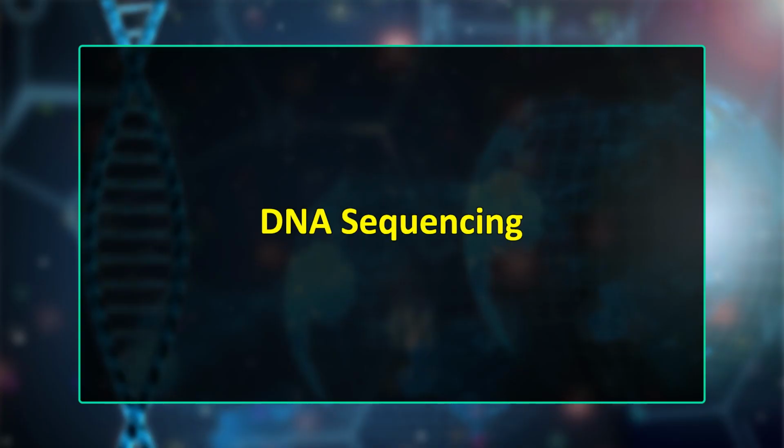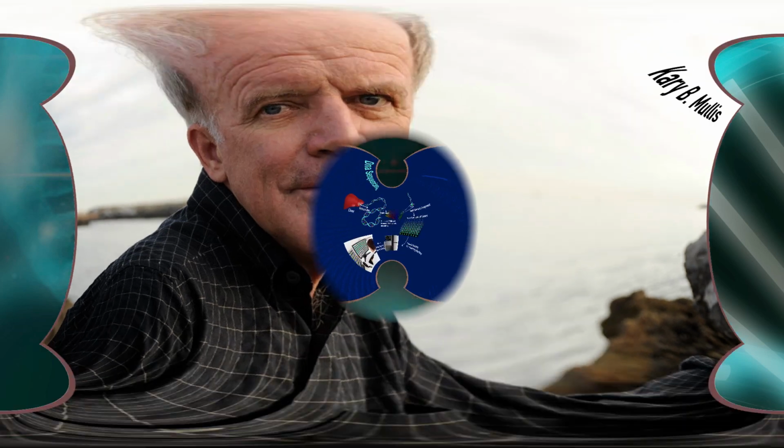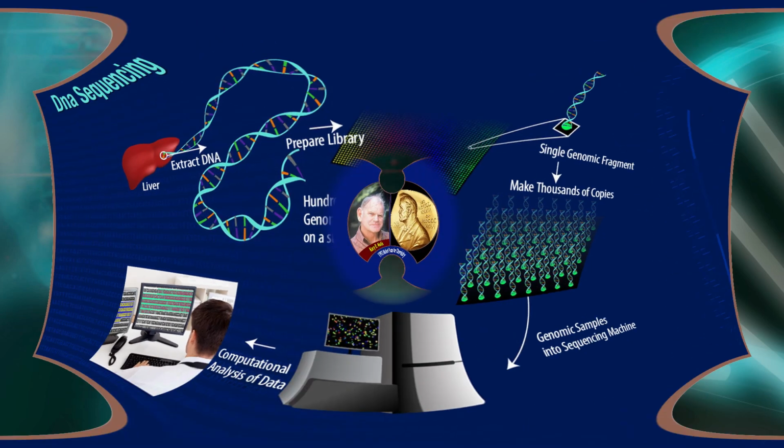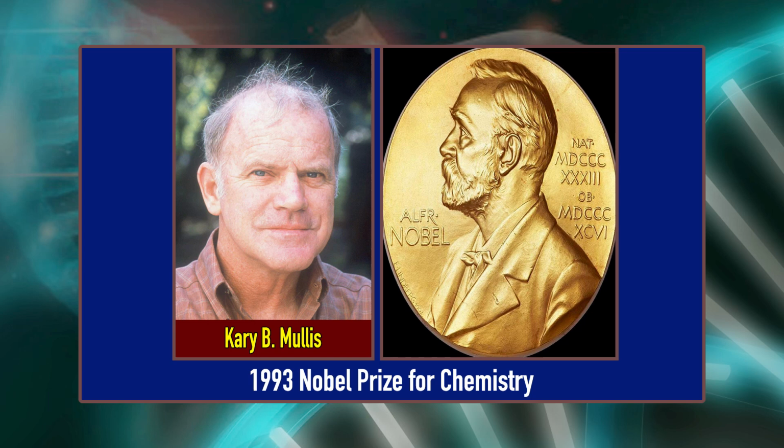Let's now discuss the DNA sequencing development. In 1983, American biochemist Kary B. Mullis invented the polymerase chain reaction, or PCR, a simple technique that allows a specific stretch of DNA to be copied billions of times in a few hours. Mullis received the 1993 Nobel Prize for Chemistry for his invention.